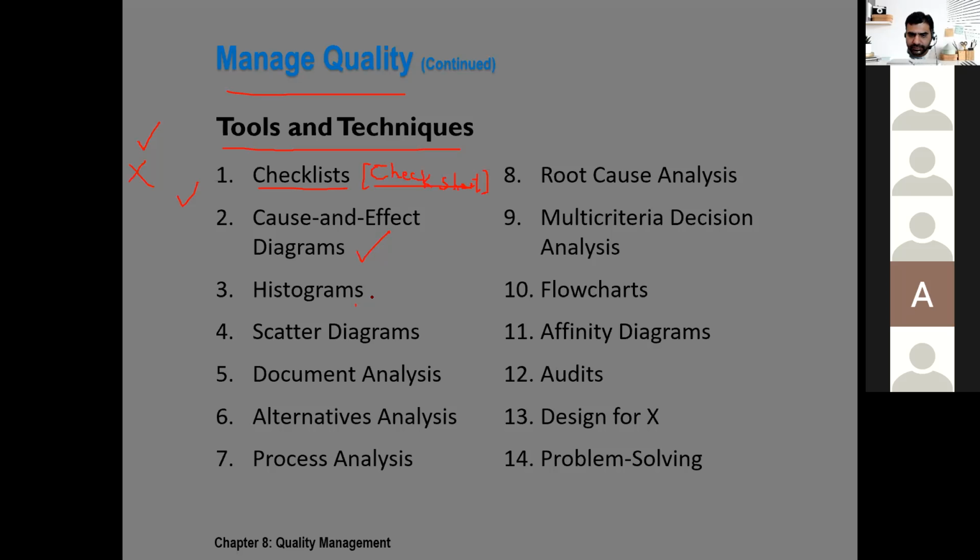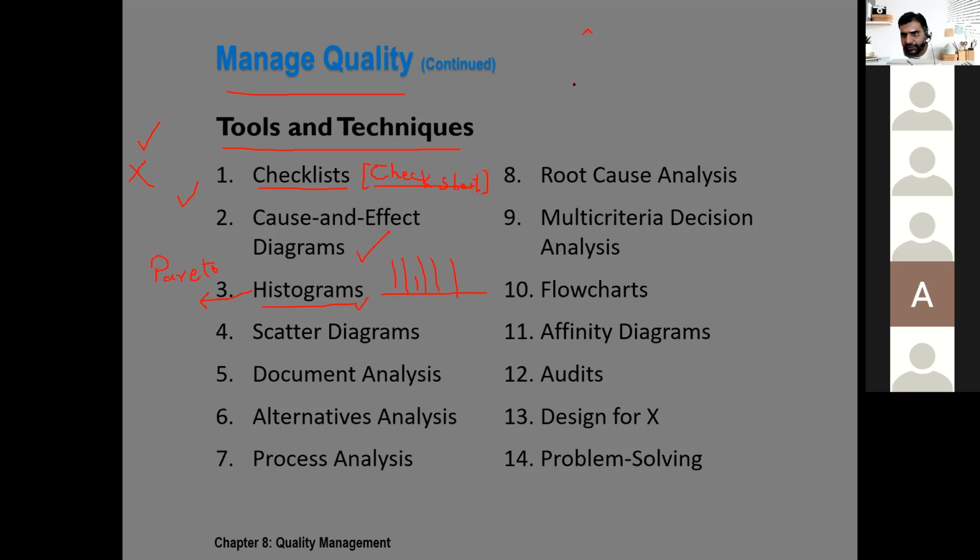Histograms. Histograms are nothing but our bar charts, isn't it? But they really don't talk about the criticality, or the frequency of the items. A derivation of the histogram, maybe it's given here, but it's not given here, is called a Pareto diagram or Pareto chart. The difference, I'm going to explain it here.